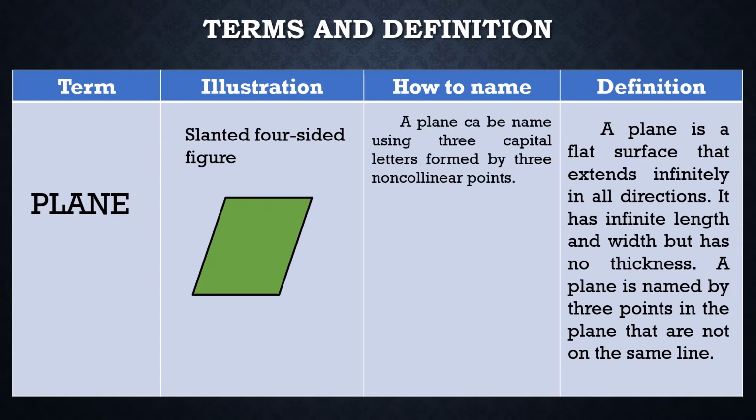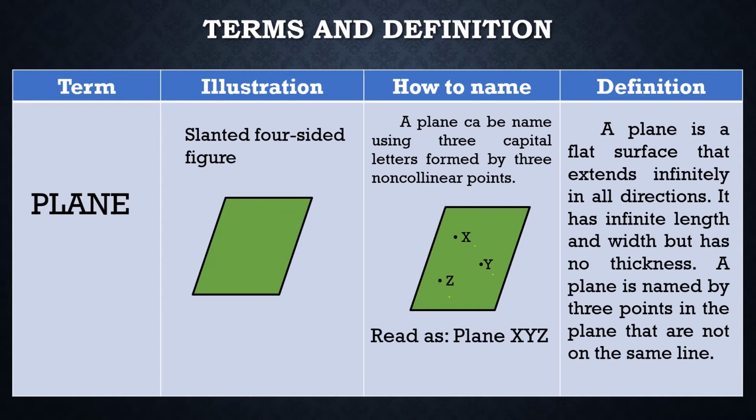So to name the plane, we can use 3 capital letters which are non-collinear points, or those points do not belong to the same line. So we have point X, point Y, and point Z. So based sa 3 points na ito, pwede nating pangalanan yung plane natin as plane XYZ. So you can use any order. So it can be plane XYZ or it can be plane ZYX or it can be plane YZX.